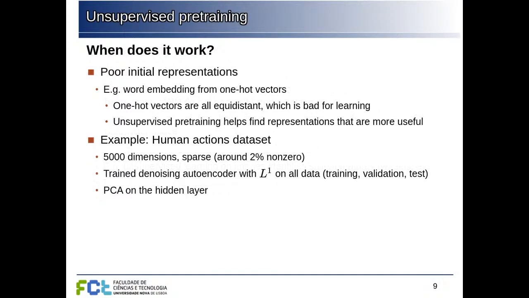So you can see here, for instance, in the cases of having very poor representations of the data, for example, suppose that you have the representation of documents as one hot encoding of different words, or just having zeros and ones to indicate different words and so on. You can have a very high dimensional input like that, but it's mostly zeros. And every time you have one hot representations, for example, of categorical features, then all of those vectors will be at the same distance of one another.